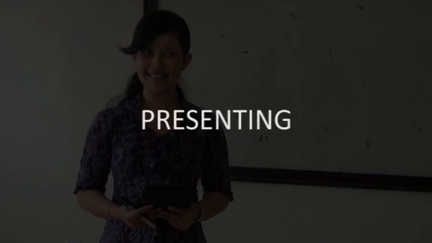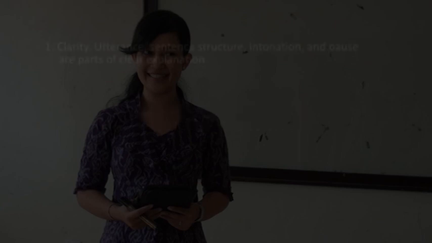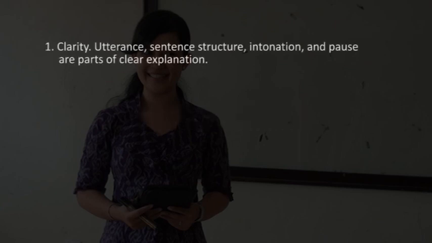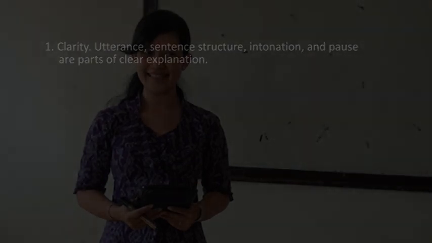Presenting an explanation is a reflection on what the teacher had planned before. There are influential components within, such as: the first is clearness. Utterance, sentence structure, intonation, and pause are parts of a clear explanation. Teachers should be fluent in explaining something so students can see a figure of a professional teacher and the learning process is able to run smoothly.